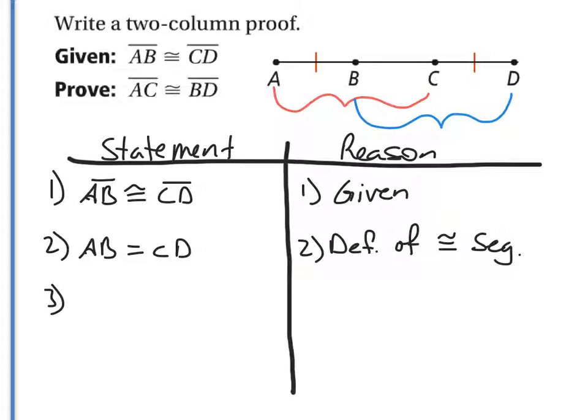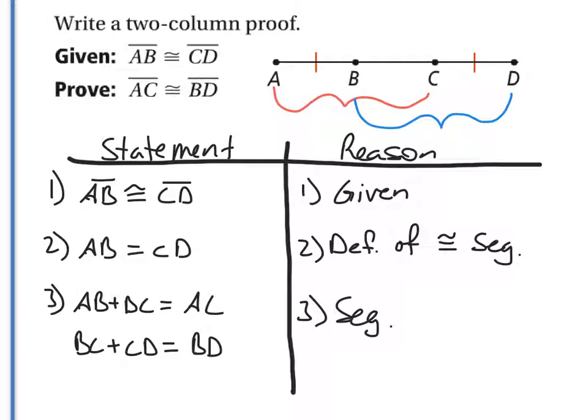I know that AB plus BC equals AC. Right? Isn't that our segment addition postulate? Yep. All right, well, I can do the same thing, and I can either do it in a second step, or I can do it all in the same step, because it's all for the same reason. I'm going to go ahead and do the same thing for BD. So I know that BC plus CD equals BD, and both of those are for the same reason, the segment addition postulate.